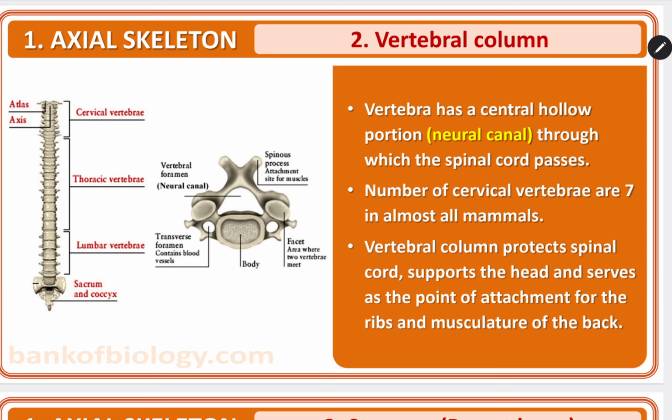A vertebra has a central hollow portion, the neural canal, through which the spinal cord passes. The number of cervical vertebrae is 7 in almost all mammals. The vertebral column protects the spinal cord, supports the head, and serves as the point of attachment for the ribs and musculature of the back.